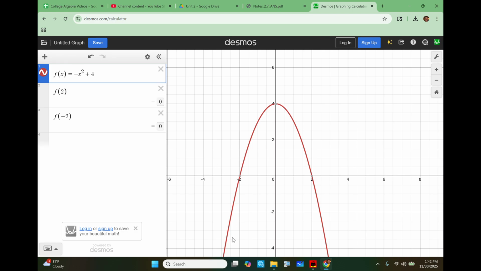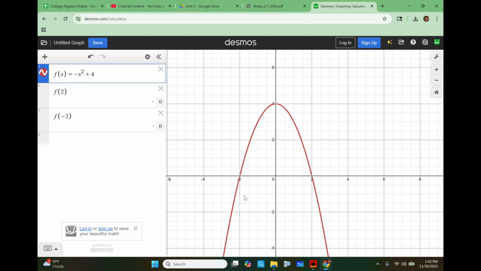So here's the entire negative x squared plus 4. It's got x squared, it's got a reflection, which is negative x squared, and then up 4. If you pick numbers, 0, 4 is a point, and then if you put in y is 0, you're going to get 2 or -2 as the x-intercepts. So y-intercept of 4, x-intercepts of 2 or -2 by solving that equation.